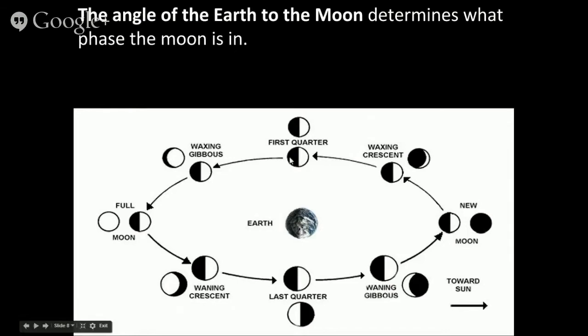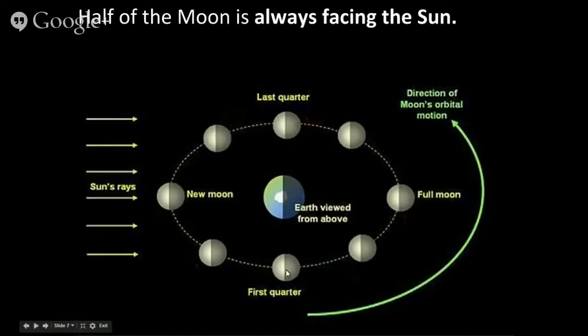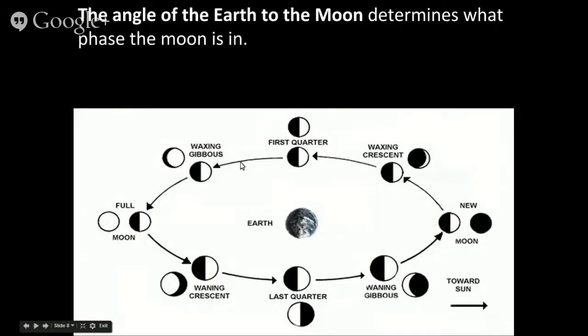So look at this inner circle of moons. Again, just like this last picture, no matter what position it's in, half the moon is always covered in light. Now, what the second outside circle represents is how we see the moon in each phase, in each position. So let's start with new moon.